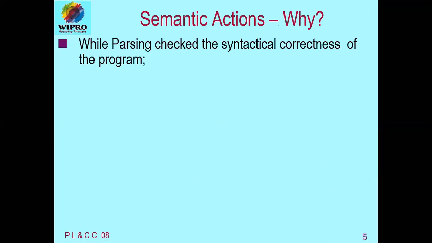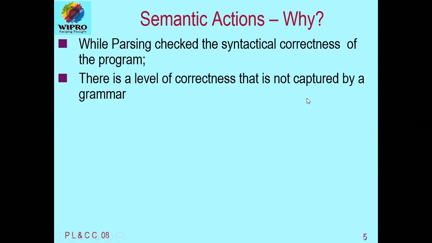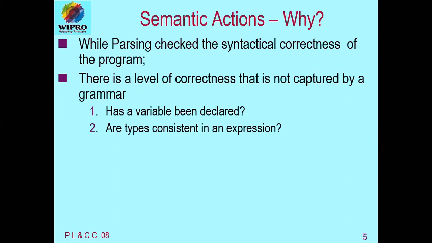Have a look at this. While parsing, the syntactical correctness of the program is checked. Yes, that's done. But there is a level of correctness that is not captured by the grammar, meaning our context-free grammar cannot check the meaning. For example, whether a variable is declared or not. When we have used a variable, your syntax analyzer checks that yes, ID is a variable, but whether it is declared earlier to its use, we don't know, right? This is not checked by your syntax analyzer.